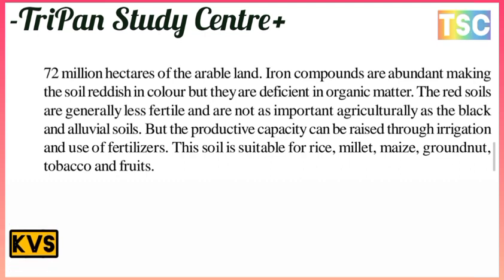Iron compounds are abundant, making the soil reddish in color, but they are deficient in organic matter. The red soils are generally less fertile and are not as important agriculturally as the black and alluvial soils, but their productivity and capacity can be raised through irrigation and the use of fertilizer. This soil is suitable for rice, millets, maize, groundnut, tobacco and fruits.